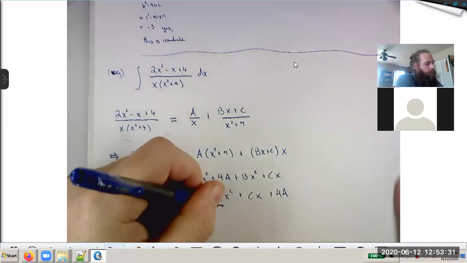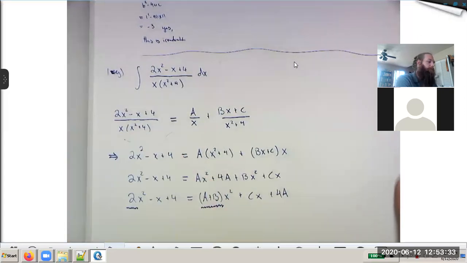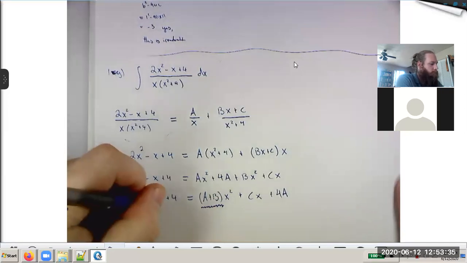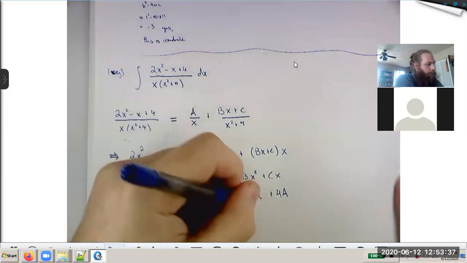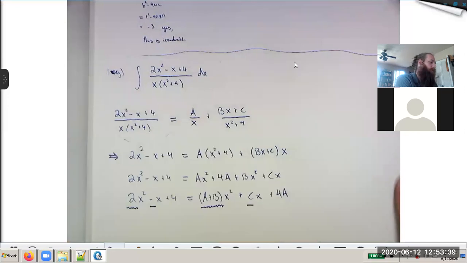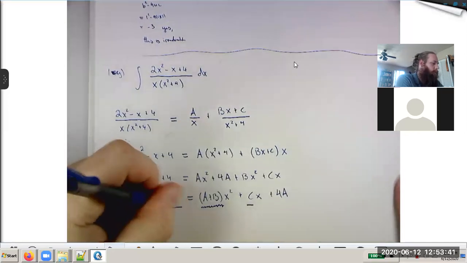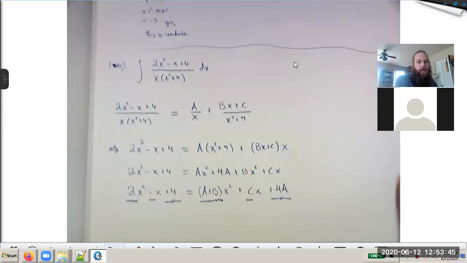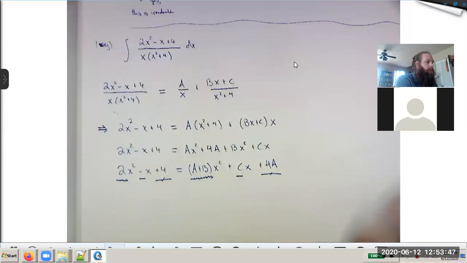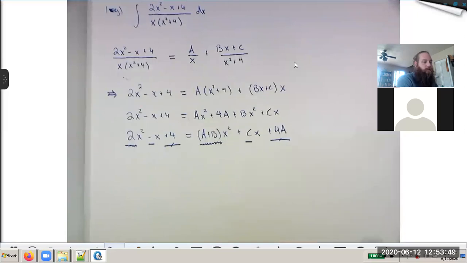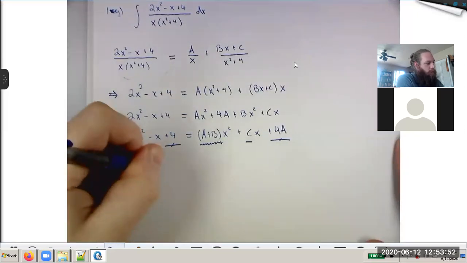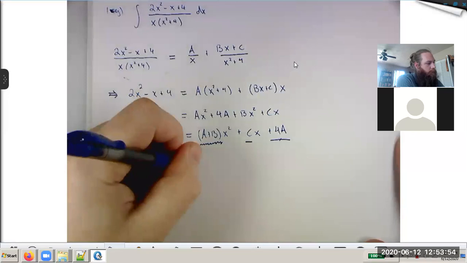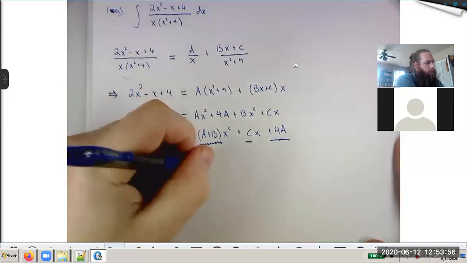has to be equal to a plus b. I know that -1 has to be equal to c. And I know that 4 has to be equal to 4a. That lets me set up a system of linear equations. A plus b is equal to 2.